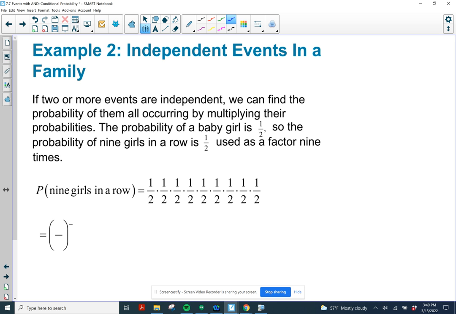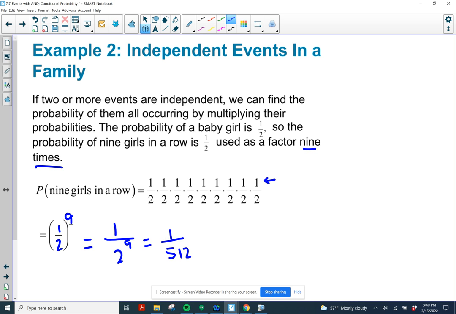assuming that the probability of a baby girl is a half, the probability of 9 girls in a row would be 1/2 times 1/2 times 1/2, and we're going to do that 9 times. So what we have is 1/2 to the 9th power, that's 1 to the 9th over 2 to the 9th. It's just 1 times 1 times 1. We can multiply a lot of 1s in the numerator, so we get 1 over 2 to the 9th power, or 1 over 512.